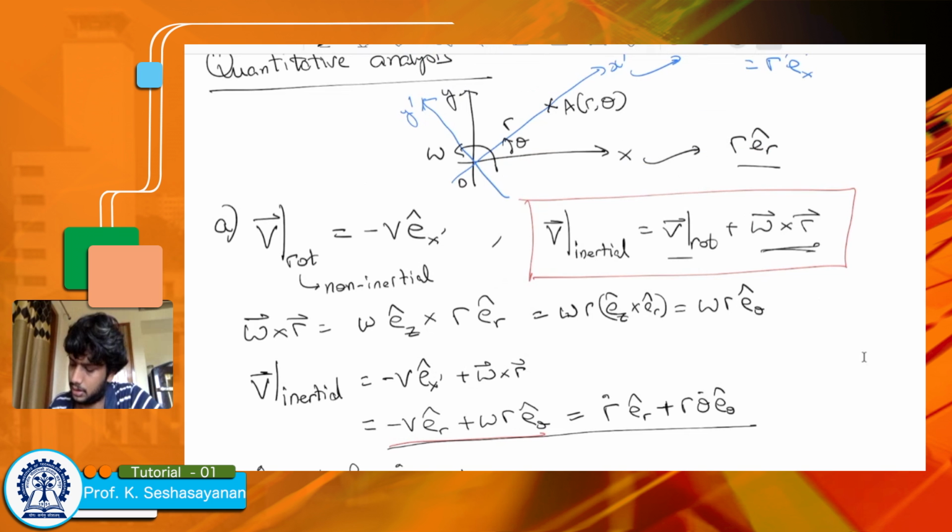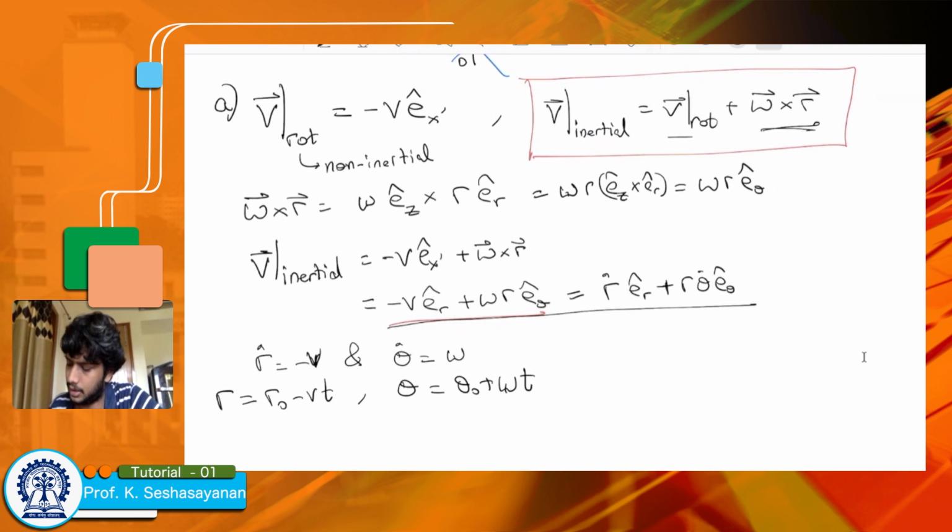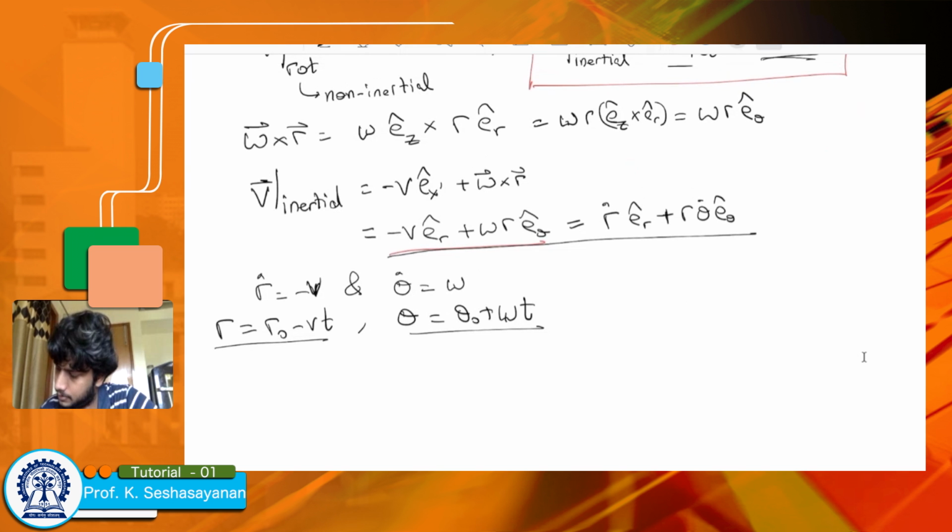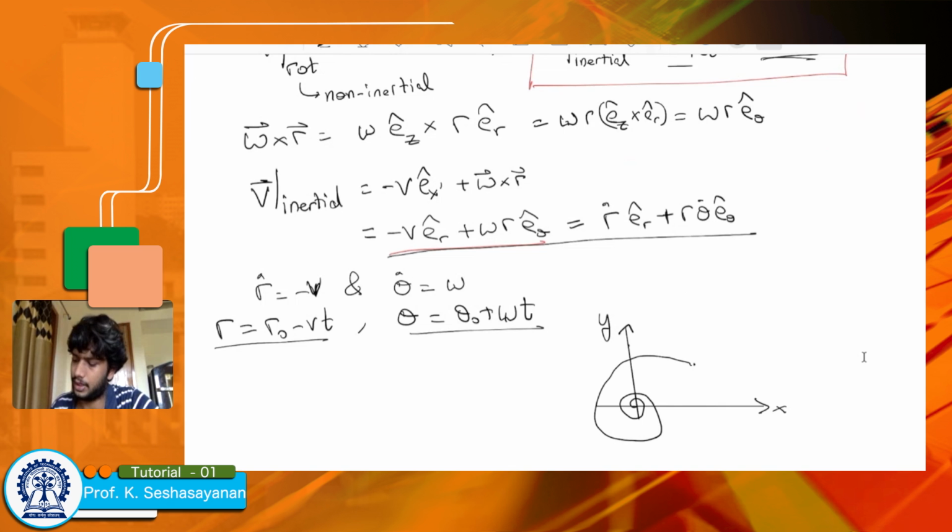So R and theta are known when you know the initial position, V and omega. So now we can try to plot this. If one tries to plot this in the inertial frame, what one gets is an R which is decreasing with time, but a theta which is increasing. So one gets an inverse spiral. This is an equation for a spiral.